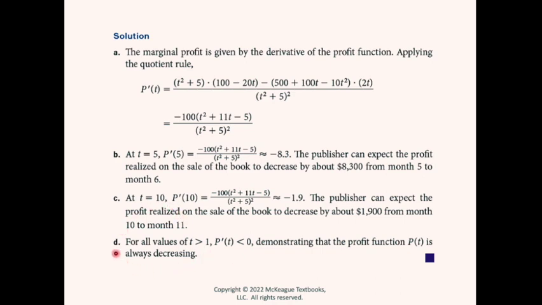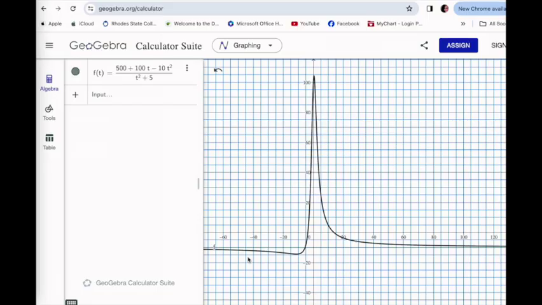Now for part D, we were asked to show mathematically why we think that there's going to be a decrease in profit after the first month. If you graph that function and you looked at it after month 1, you would see that going from left to right, it is going down. It's a decrease. So here's our function.